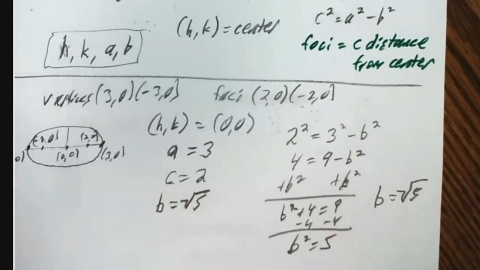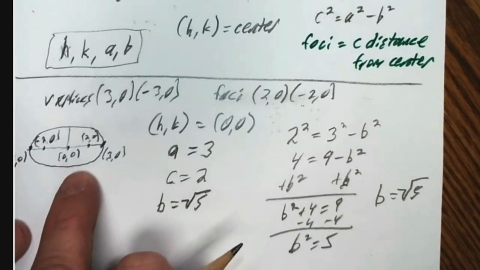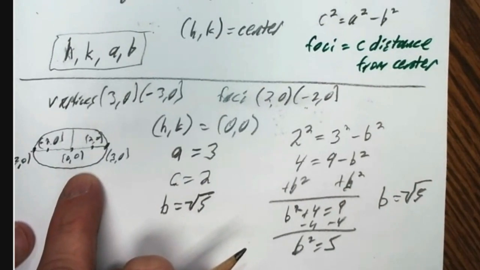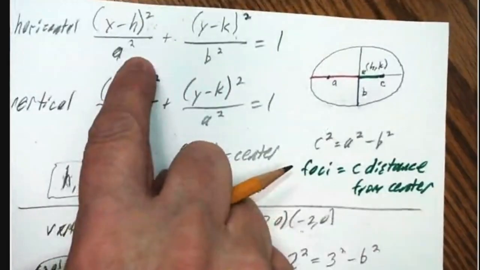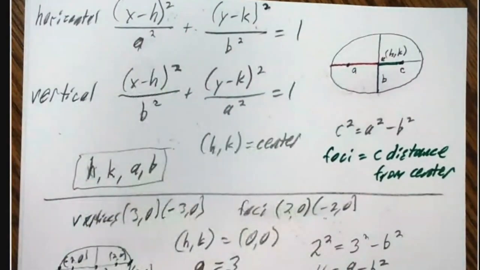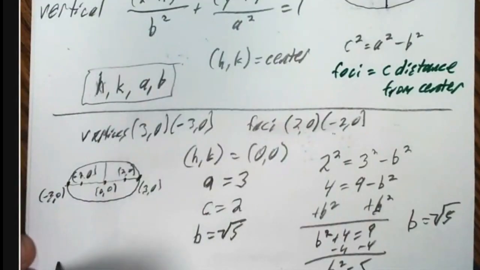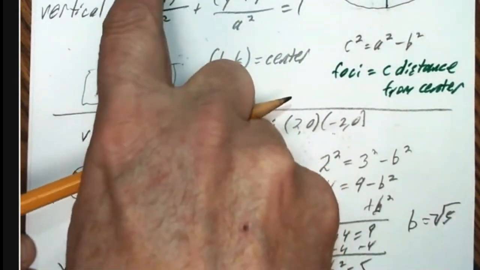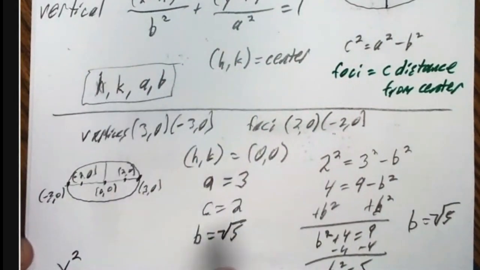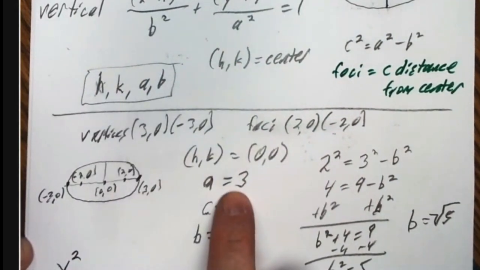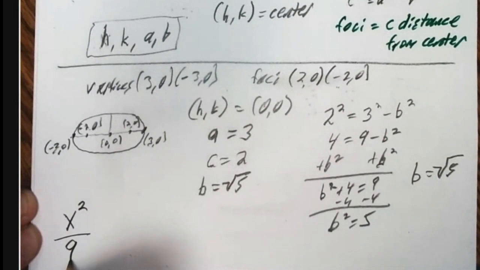And you're like, oh man, it's going to be nasty. No, actually, it's going to be nice. We're going to like this. We're going to write the equation. They want us to write the equation for this ellipse right here. Well, it's horizontal, so we know we're using this equation. So let's write our things. X minus h. H is 0. So this is just x squared over a squared. What's a? A is 3. What's 3 squared? 9. Okay, that's the first part of our equation.